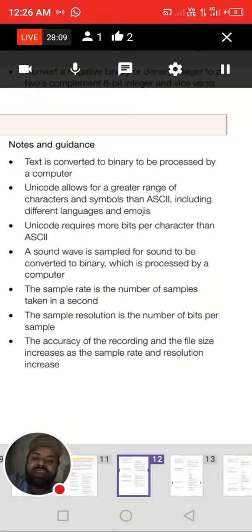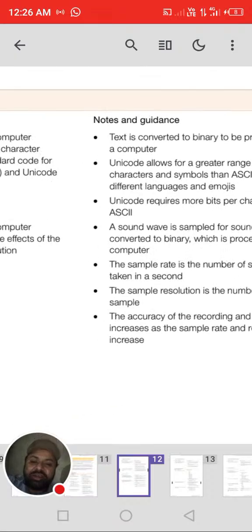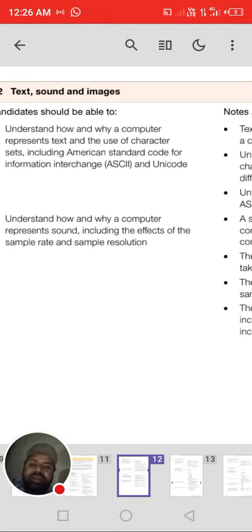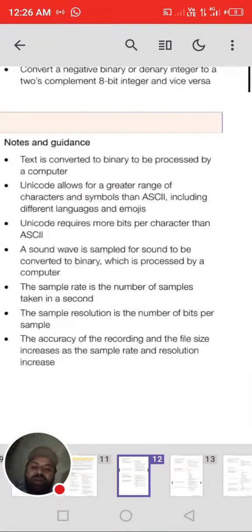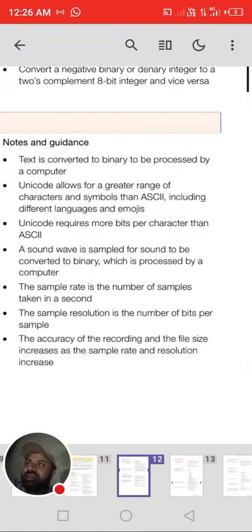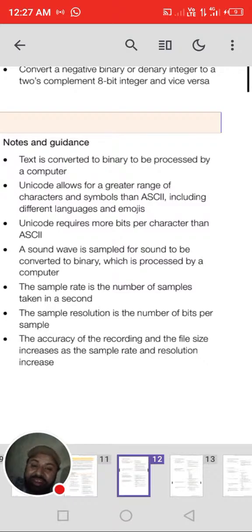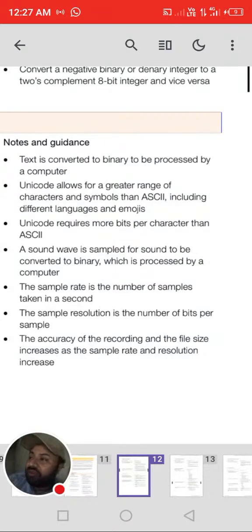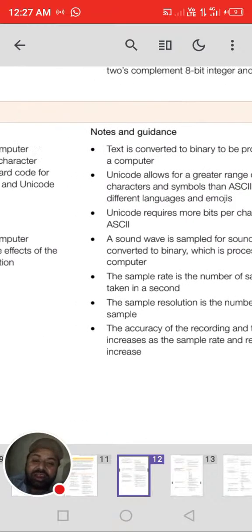Unicode allows for a greater range of characters and symbols than ASCII, and different languages and emojis. Still okay? I hope you got it. And the concept is that Unicode requires more bits per character than ASCII. Because it has a longer range, it's very obvious that it will contain more bits for a single character than ASCII.